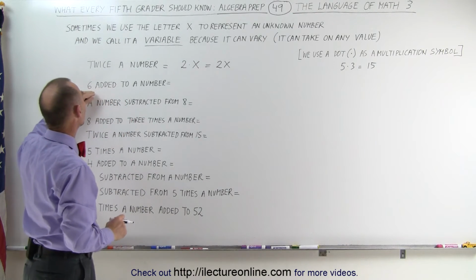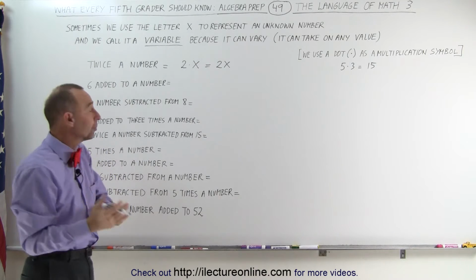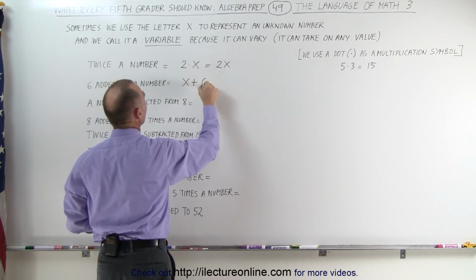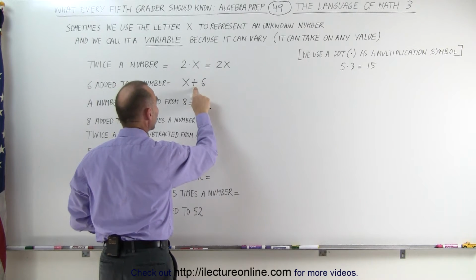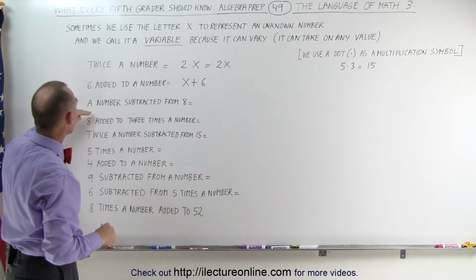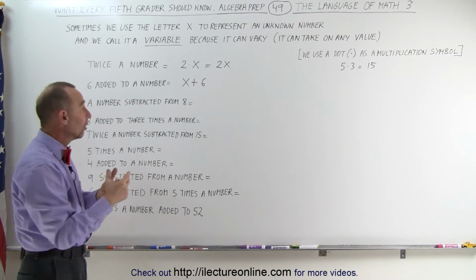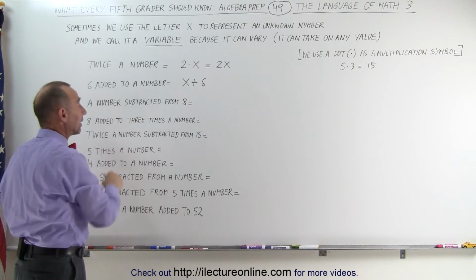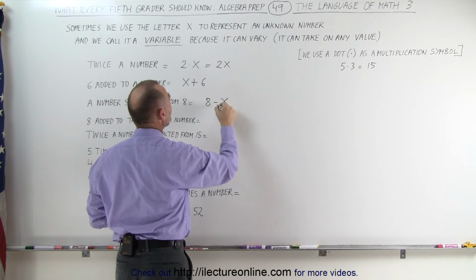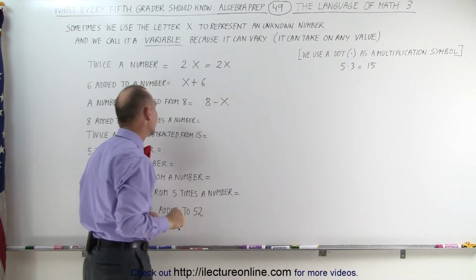The next sentence, it says 6 added to a number. Again, we let x be that unknown number. We add 6 to that, so we write x plus 6, which means 6 added to the unknown number, which we'll call x. The next sentence says a number subtracted from 8. So we start with the number 8, subtract an unknown number from that, let's call it x. So we write that 8 minus x. This means an unknown number we call x subtracted from the number 8.